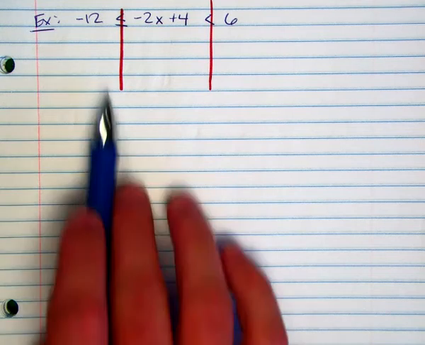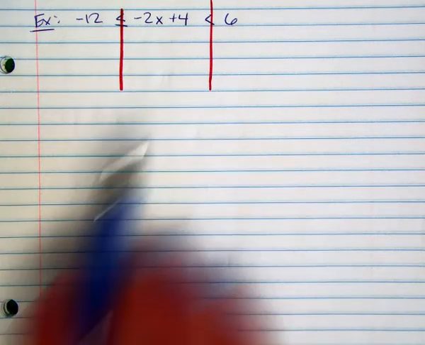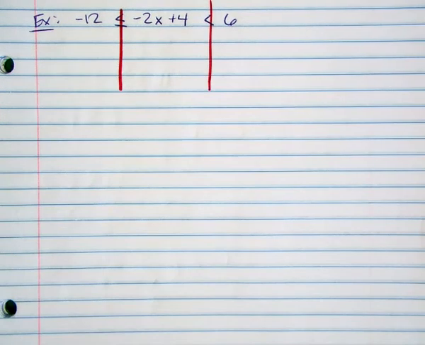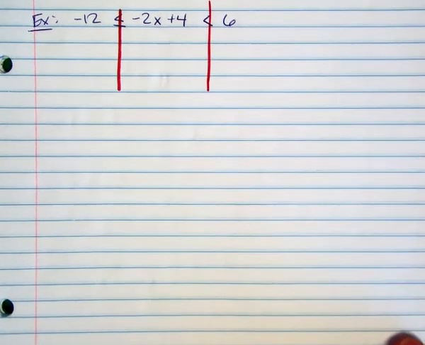So in this one, I've split it into 3 columns so we can keep track. Whatever happens in the middle, I have to do on both sides. So I got to get rid of the -2, and I've got to get rid of the +4 that's here. Someone raise your hand and tell me, what do you think I should get rid of first?